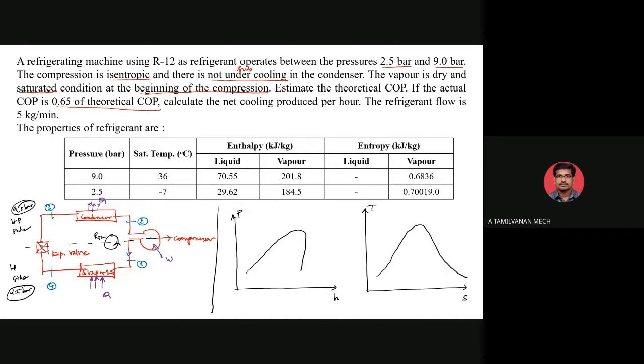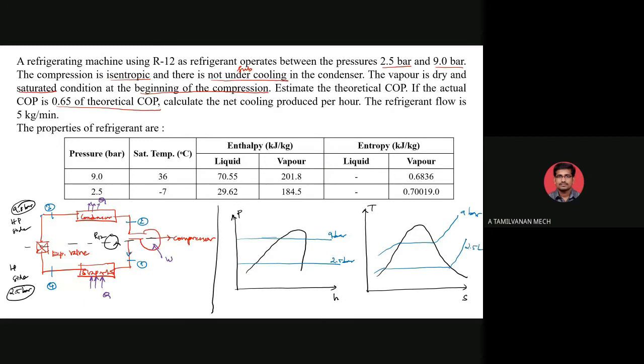Listen, next you draw the two pressure lines. One is the 9 bar pressure line. Then you draw the other pressure line, which is the 2.5 bar pressure line. Here also we have two pressure lines in the T-s diagram: the 9 bar pressure line and the 2.5 bar pressure line.